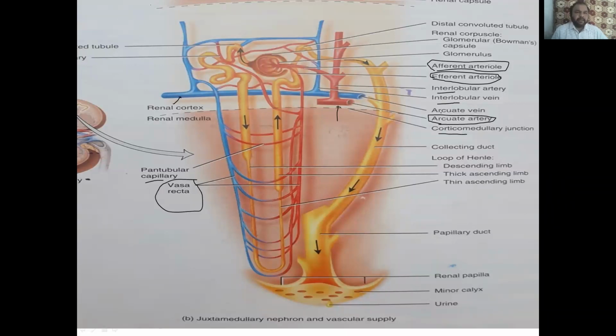This part remains in the cortex, renal cortex, and this portion remains in the renal medulla. The name is juxtamedullary nephron. Let's come to the nephron part.